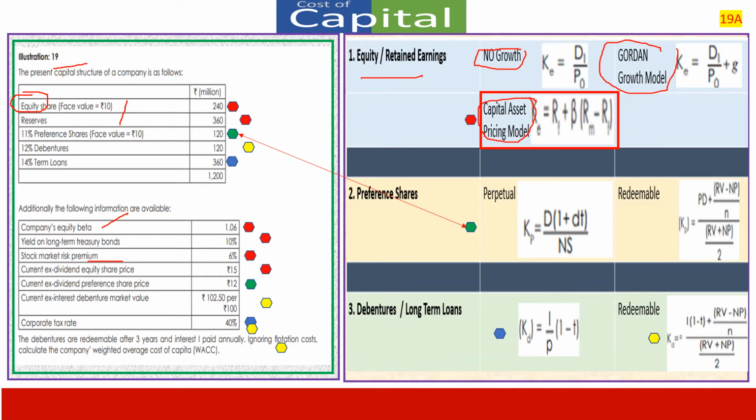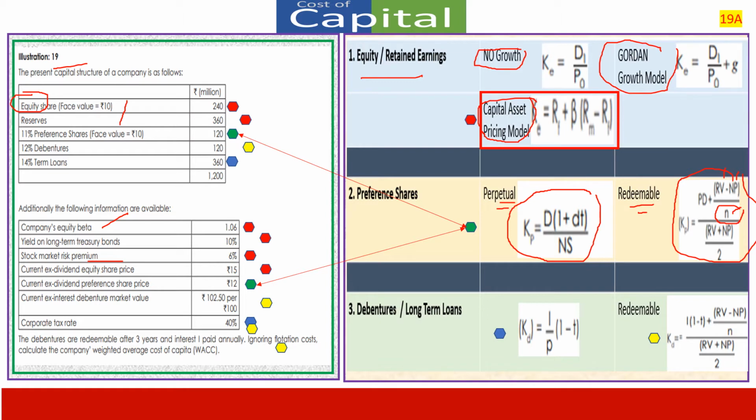We have got preference shares. What is given in respect of preference shares? We are given 11% preference shares, 120 million, face value 10, and dividend is 12. Other than this, there is nothing given. Now, for preference shares, we have two models. Either we can use the redeemable model or we can use the perpetual model. To use the redeemable model, we should know what is its realized redemption value, what are its normal proceeds which we receive, and what is its duration, which is not given.